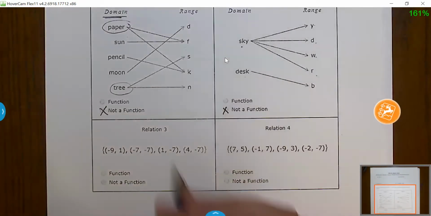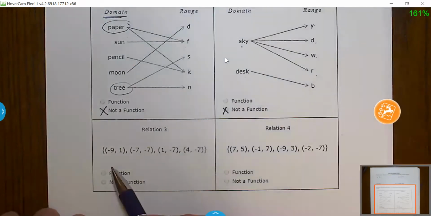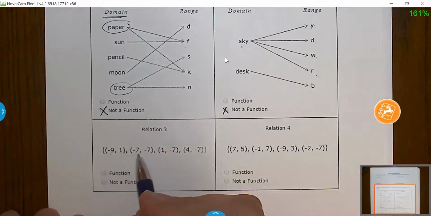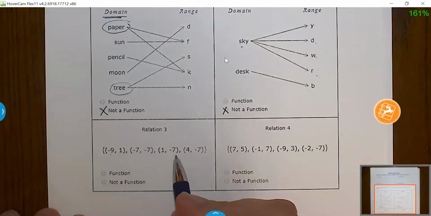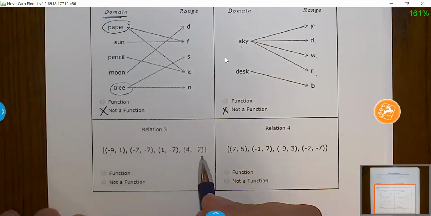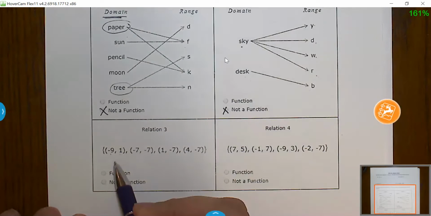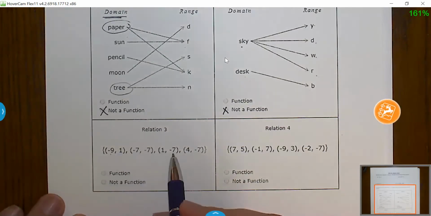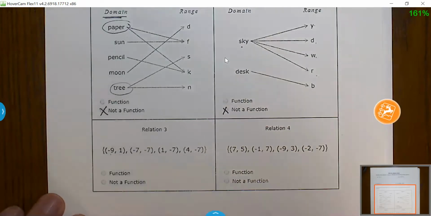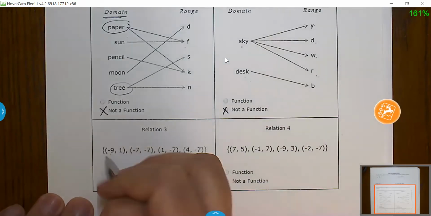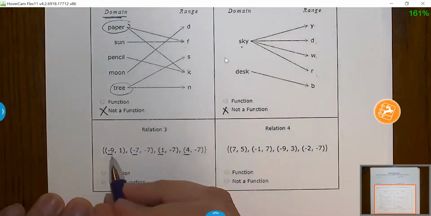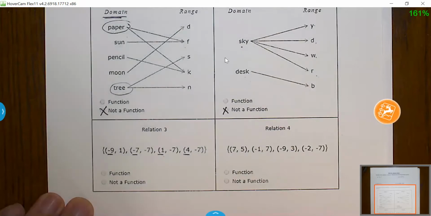We go to the bottom ones. Here we have the same thing we have up top, except we have it in a different way. Negative 9 is outputting to 1. Negative 7 is outputting to negative 7. 1 is outputting to negative 7, and 4 is outputting to negative 7. So each input, we're looking at the x values here. Each input only shows up one time.